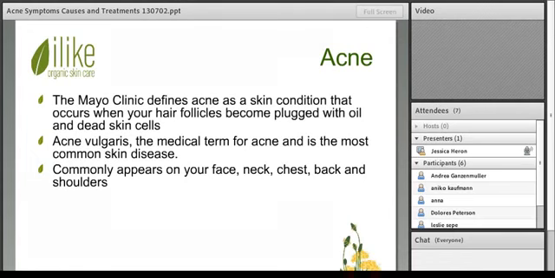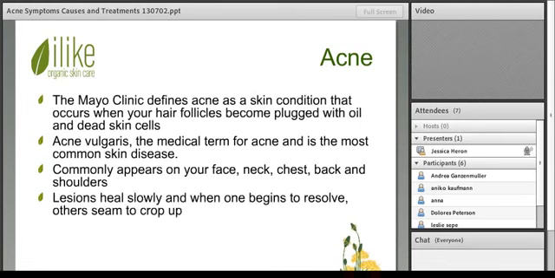It commonly appears mostly on the face, the neck, the chest, the back, and the shoulders. So typically we see it on the upper half of the body, starting on the face usually, and it can progress down onto the body area, typically the upper body. Lesions heal slowly, but when one begins to resolve, others seem to crop up. It's almost like a spreading infectious disease, is what starts to happen.